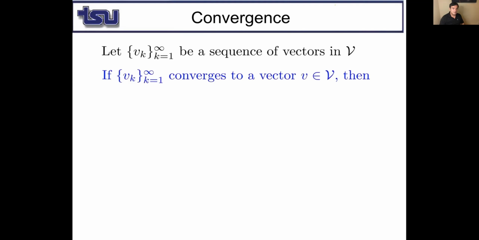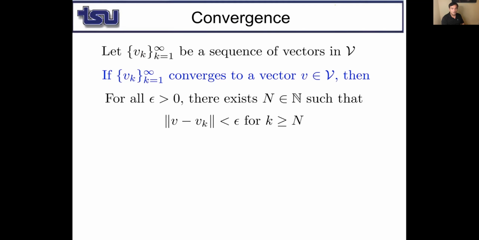Okay. So let's assume that we have this sequence of vectors in V, and if this sequence converges to a vector v, then we just said that for all epsilon, there exists an N such that ||v - v_k|| is less than epsilon for all k bigger than or equal to N. That's what we know. What's the problem with this? I mean, isn't it nice? You have a sequence of vectors in the space V, and they converge to an element of V. What's the problem with this?